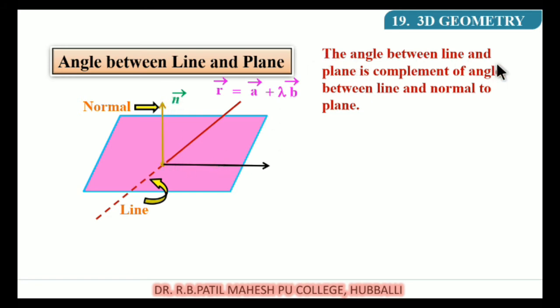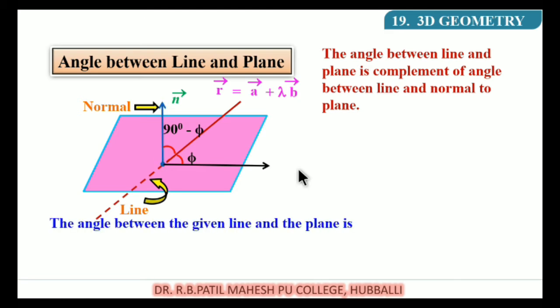The angle between the line and plane is the complement of the angle between the line and the normal to the plane. So the angle here is theta, or we can take it as phi here. The remaining angle is the complementary angle of this phi, so this will be 90 minus phi. This is the angle between the normal vector and the line.